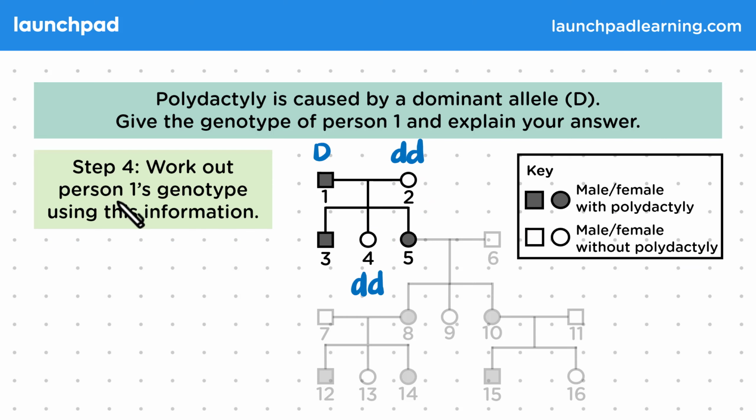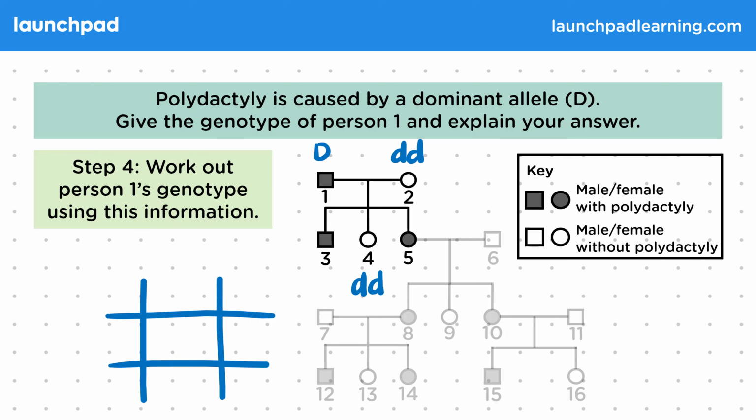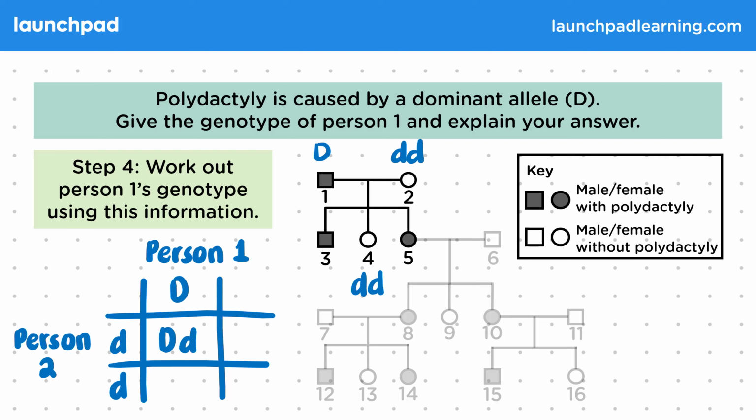Step 4. Work out person 1's genotype using this information. You don't need to use a Punnett square to answer this in the exam, but it might help you to visualise the answer. So we know that person 1 has 1 dominant allele at least, and we know that person 2 has 2 recessive alleles. Using this information, we can complete the first half of the Punnett square. So in order for person 4, their child, to be homozygous recessive, person 1 must have a recessive allele too, making them heterozygous. Therefore, we can finish this Punnett square. You should be able to extract and interpret information from family trees like this in the exams.